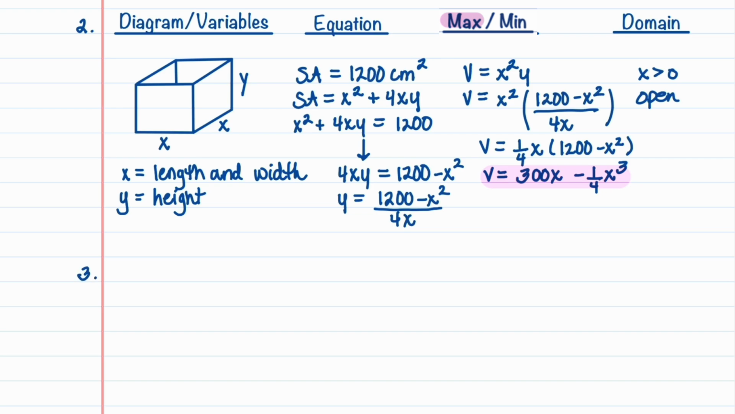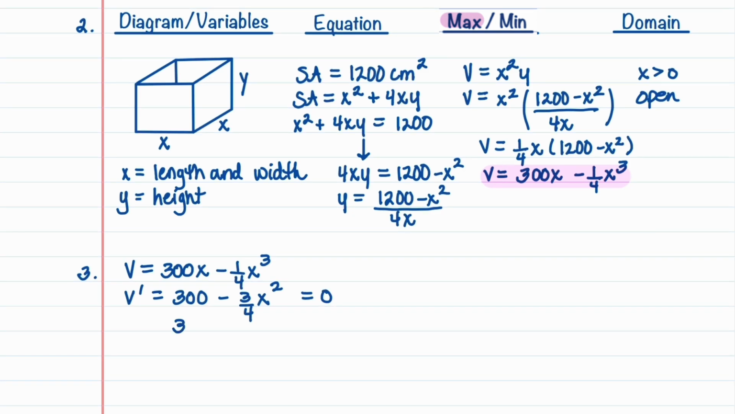Our third step is to take the derivative of our volume and find its critical points. I'm going to go ahead and rewrite our equation for our volume. It is 300x minus 1/4 x cubed. Now let's go ahead and take the derivative. Our derivative is 300 minus 3/4 x squared, and we're going to set that equal to 0.